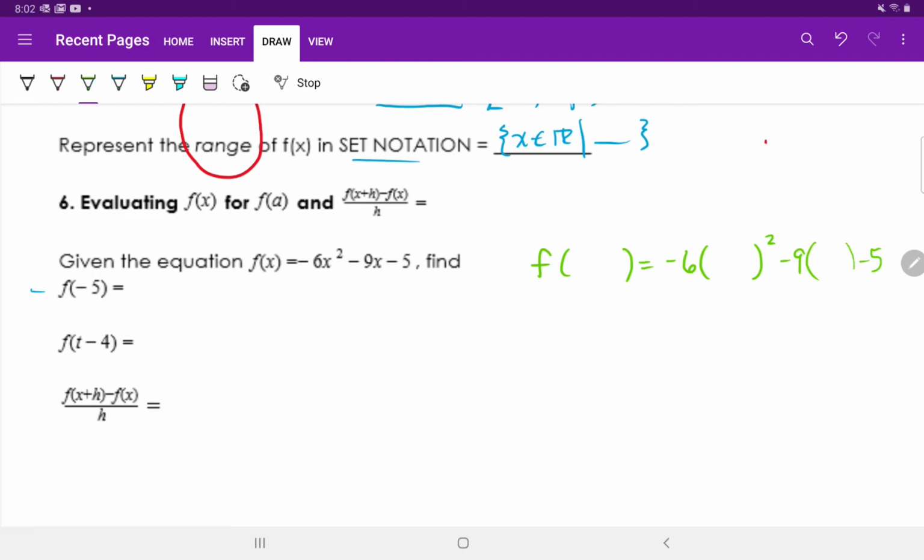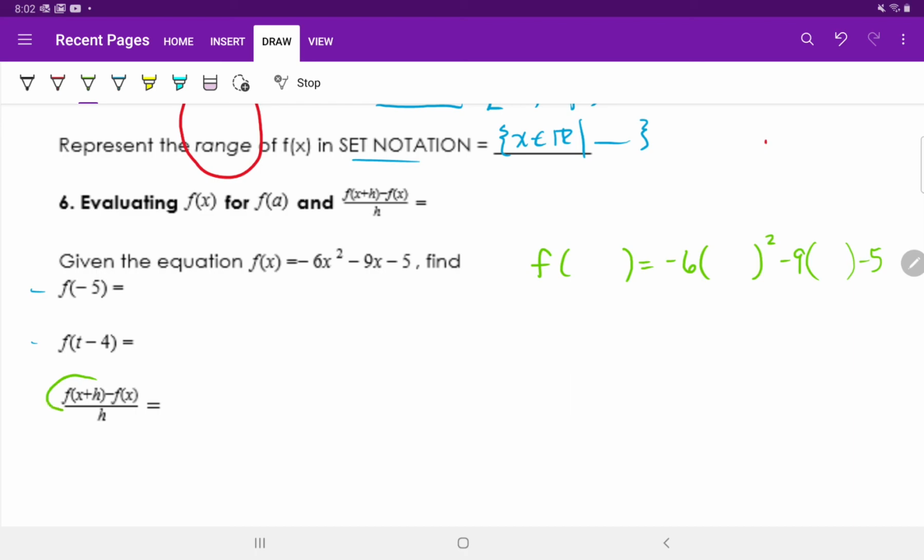For the second part of the question, we're going to plug in t minus 4. And this one's going to require quite a bit of simplification. One thing I do want to point out is that this expression will need to be expanded out to look like this so that you can FOIL these. So that'll be part of your simplification process for the second part. And then the last part is the most complicated.